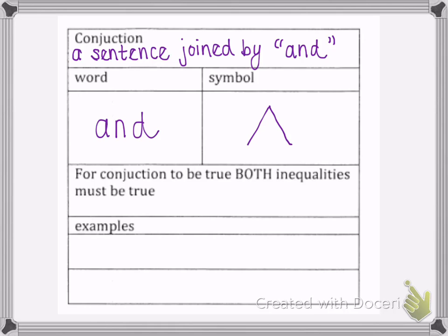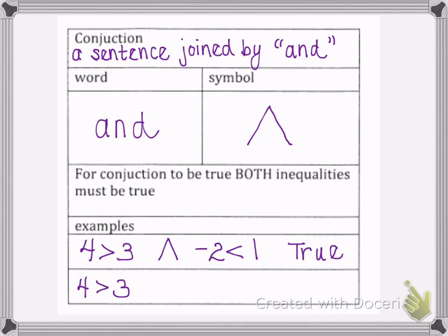So let's take a look at some examples here. The first example, if we take 4 is greater than 3 and -2 is less than 1, that is true because both of those inequalities are true. 4 is greater than 3, -2 is less than 1. But if I look at the example, 4 is greater than 3 and -2 is greater than 1, flipping that sign this time, because the second inequality, -2 greater than 1, is false, the whole thing is false.